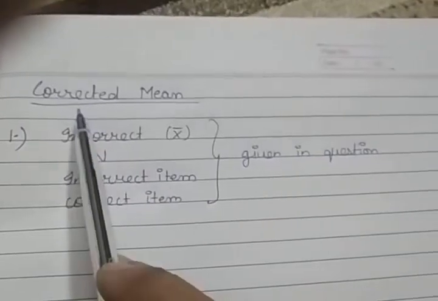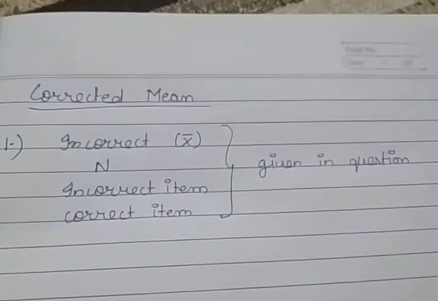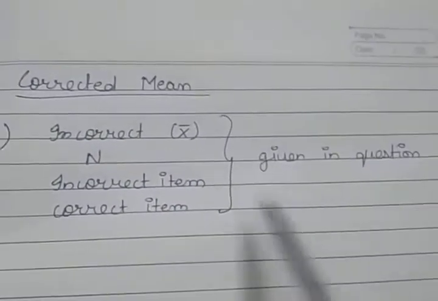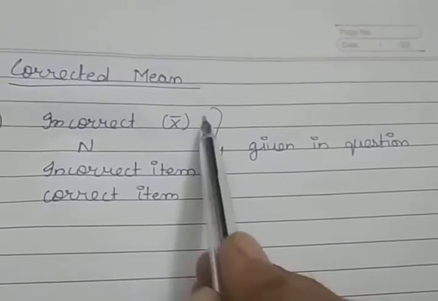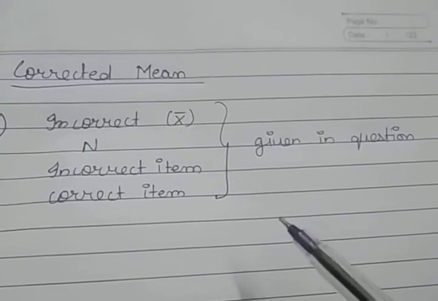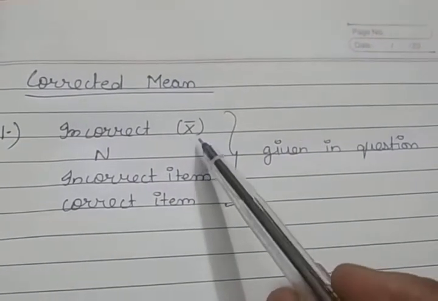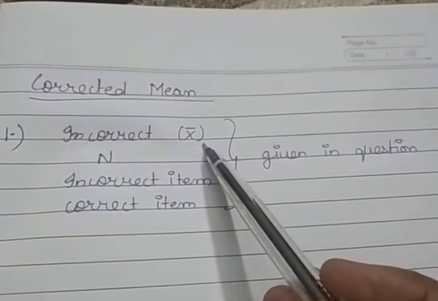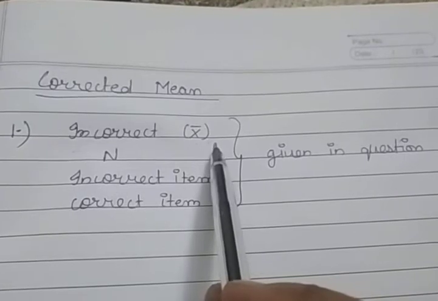Now the next topic is corrected mean. Corrected mean, that means in this case, first of all, a few things will be given to us in the question. They will give you an incorrect mean. Why will we get this incorrect mean? Because of misprinting or maybe because of any mistake, we calculate the mean as a wrong number. So you will get an incorrect mean in the question.